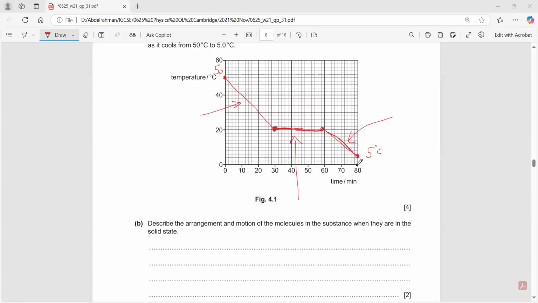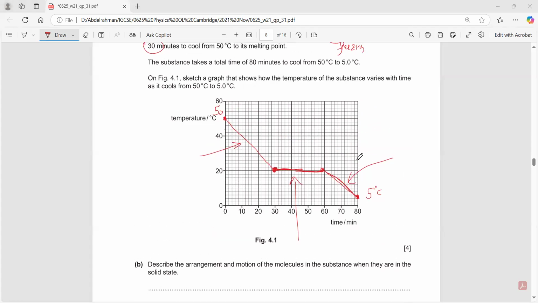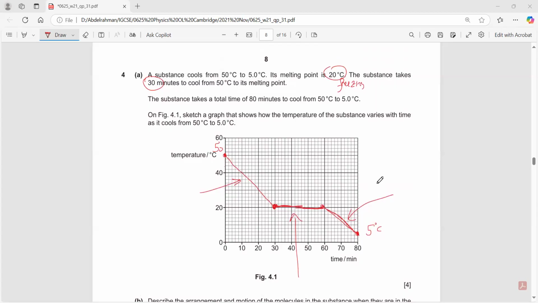Can I repeat it? Okay, I can repeat it again. The substance starts at 50 degrees Celsius. It starts to cool. Initially, it was a liquid, and the liquid was cooling from 50 all the way to 20. Why did I stop at 20? Because 20 is the melting point, which is also the freezing point. So it cools from 50 all the way to 20.